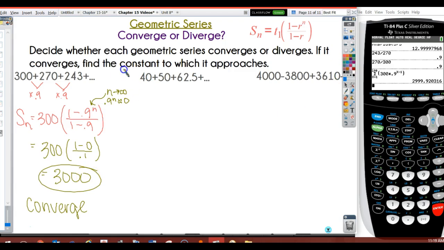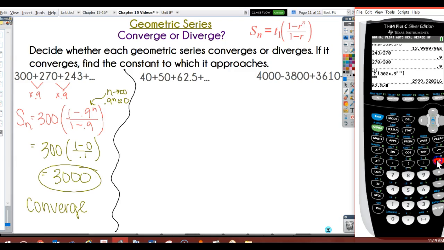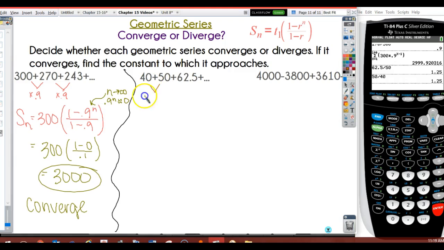So in our next one, same idea. We have another geometric series, and so we want to first find this r. I'm going to take 62.5 divided by 50, and 50 divided by 40, and so I get 1.25 is my r value.